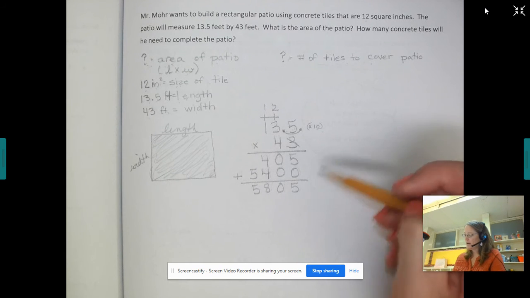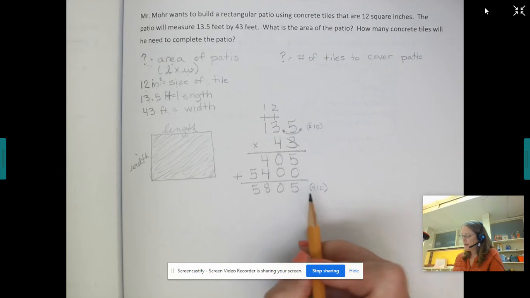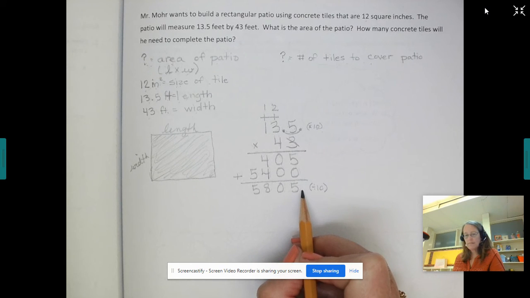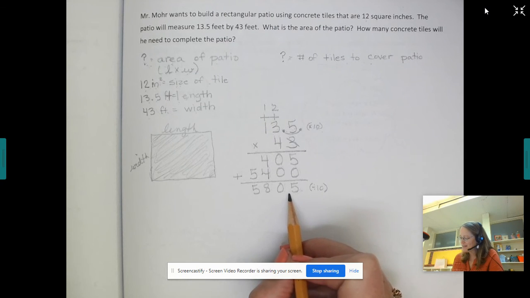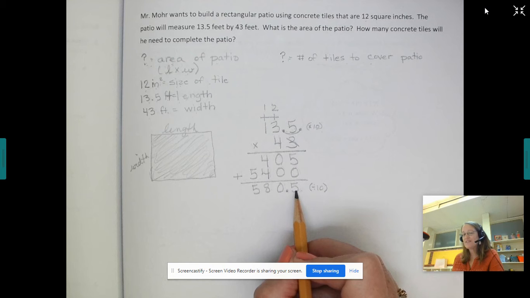In the factors, we multiplied by 10. So in the product, we need to divide by 10. Here is my decimal, my invisible decimal. And when we divide by 10, multiply, multiply, divide, divide, we're going to move that decimal one time to the left. 580 and 5/10.